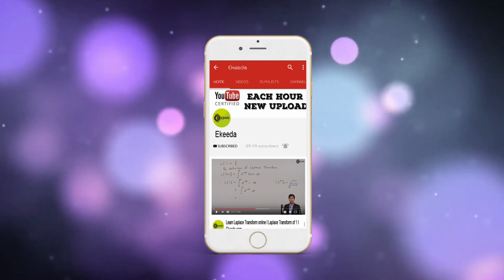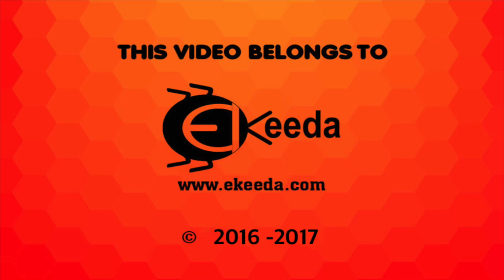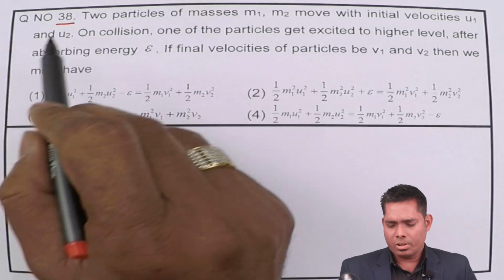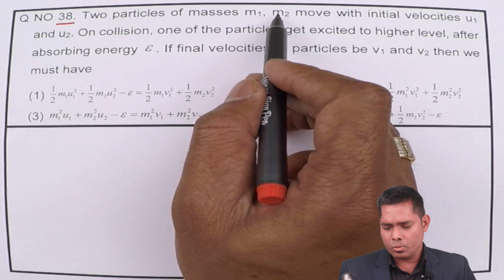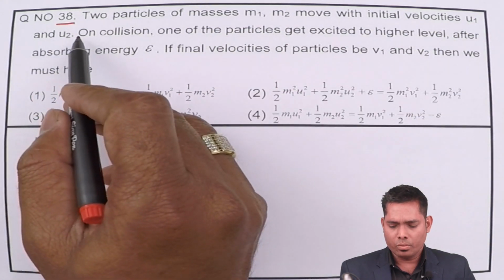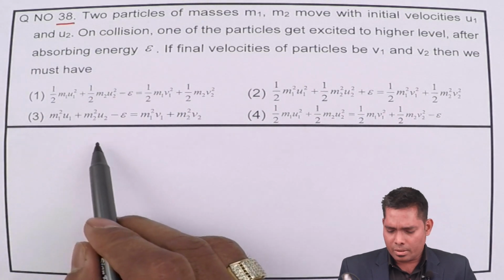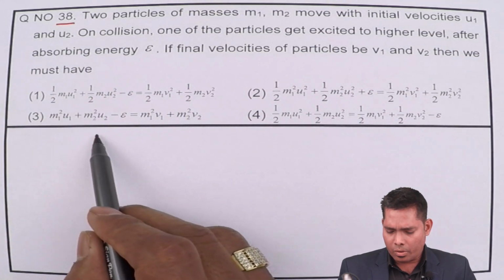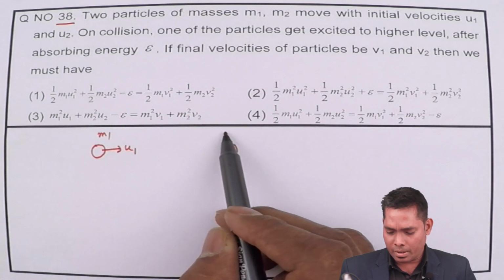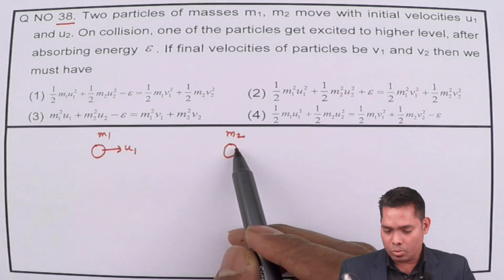Hello students, let us solve question number 38 of NEET Physics paper 2015. Students, let us solve question number 38. It says two particles of masses m1, m2 move with initial velocities u1 and u2. There are two particles, mass m1 moving with velocity u1, another particle of mass m2 moving with velocity u2.